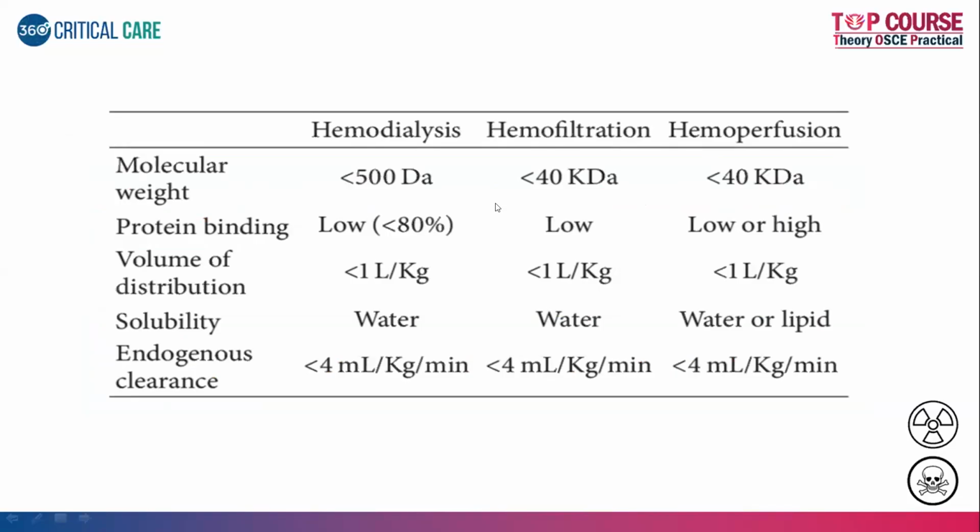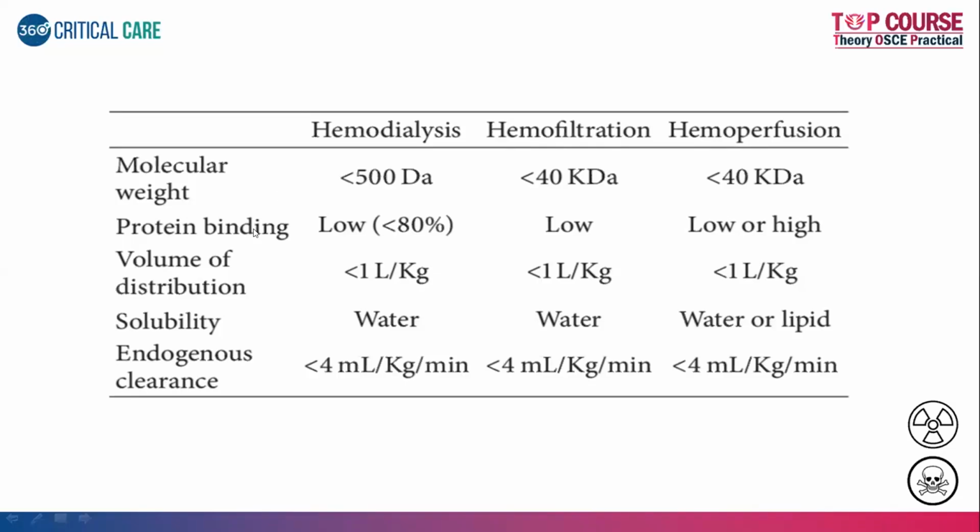So coming to the methods by which we can do these extracorporeal therapies: basically hemodialysis, hemofiltration, and hemoperfusion. I'll come to it in the later slides. So this is nothing but the molecular weight. If the molecular weight is less than 500 daltons, it can be easily removed by hemodialysis. For hemofiltration and hemoperfusion, even kilodaltons are fine. So high molecular weight toxins can be removed by hemofiltration and hemoperfusion.